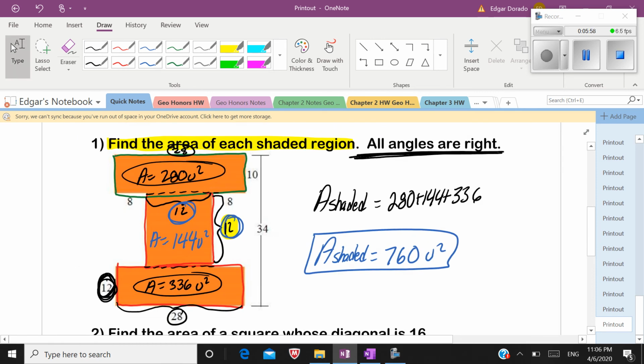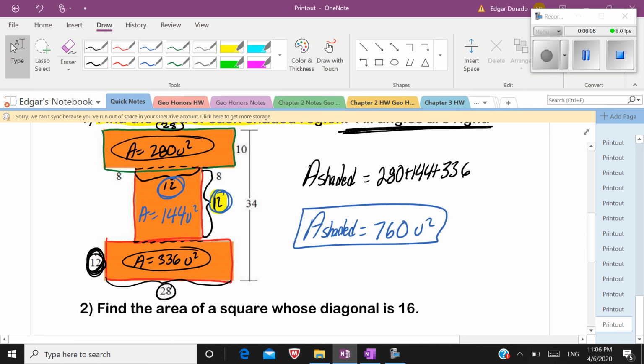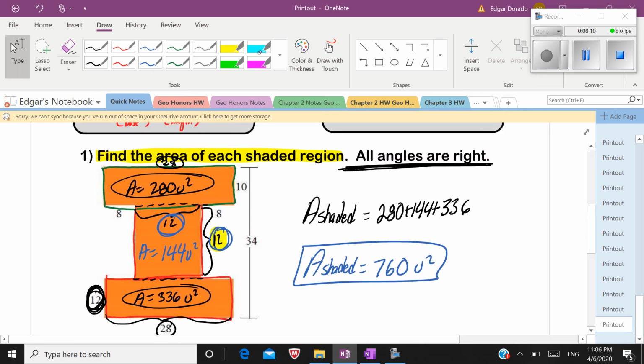And again, that's going to be super important as we move on to volume, which will require us to use units cubed. Okay? So again, guys, nothing super groundbreaking, but it still requires you to think about these important components of the question. They're telling you that all these angles are right angles, so I didn't explicitly say, hey guys, we have a bunch of rectangles here. You have to be able to figure that out.